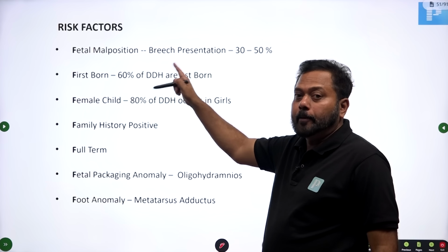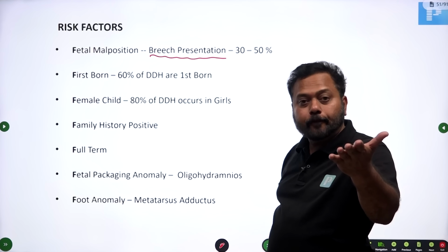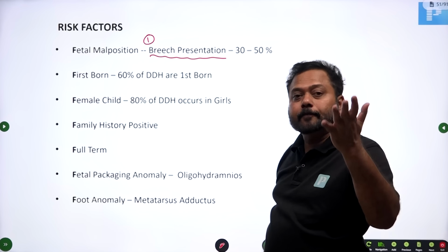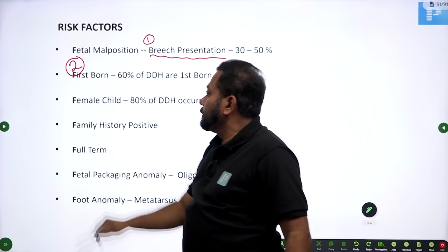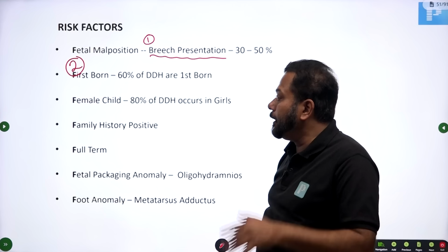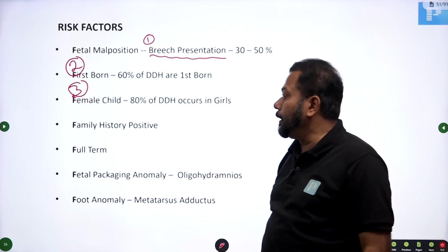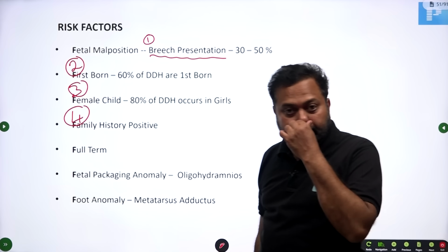Number 1, fetal malposition, breech. A repeated FMGE question: breech is the first risk factor. Second risk factor, firstborn child. 60% of DDH are firstborn. Third, female child. I said 7:1, 7 female, only 1 male. Then fourth, family history positive. Some family history is there.